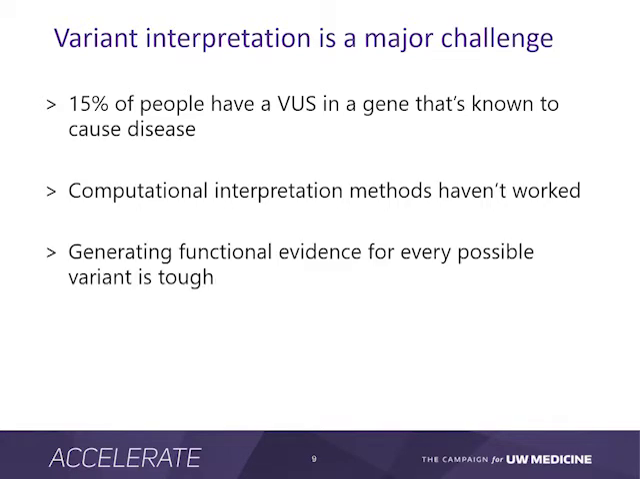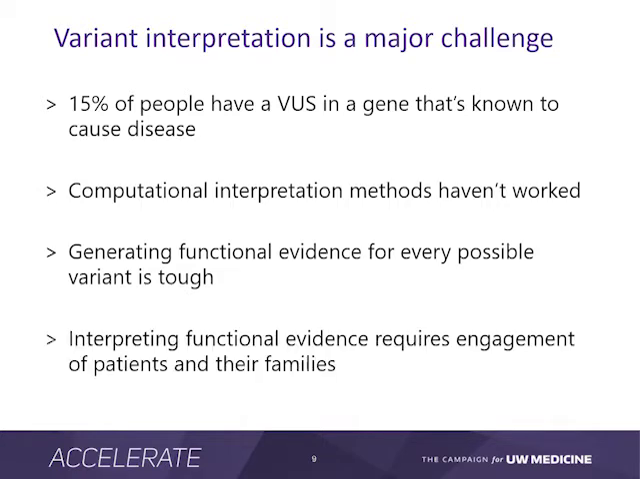Likewise, generating functional evidence for every possible variant out there is really tough. Historically, it's been hard to make all of these many variants at once. It's been hard to measure them all at once. And also, interpreting the functional evidence that we get back often requires engagement with patients and families, which is something that many of the people doing functional studies or computational evidence don't have access to. So there's a lot of power in joining large population cohorts that contain a variety of diseases up with patient groups for rare diseases and also computational folks working on this interpretation question.